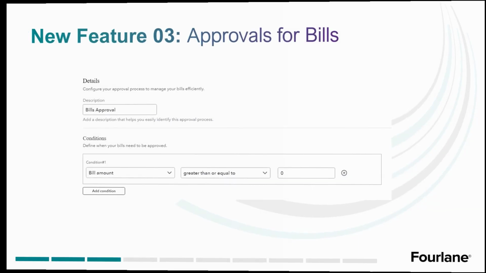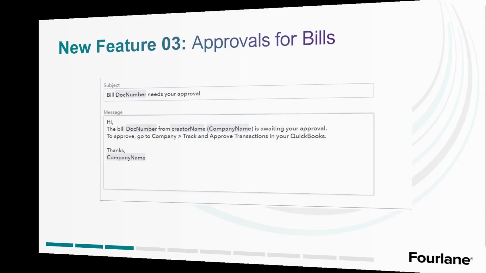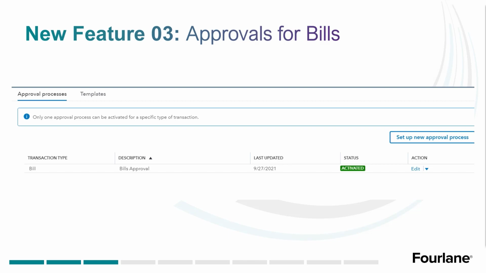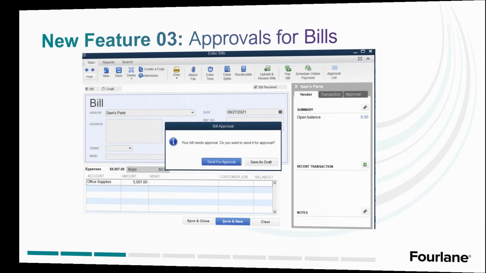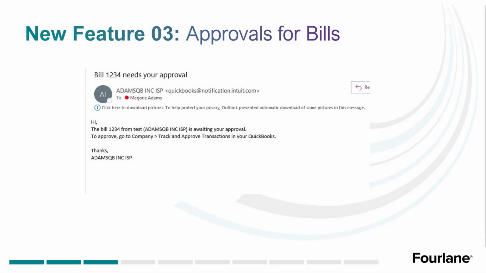Let me switch on over into our PowerPoint and progress forward a little bit so you can see some of the notifications. So you will get an email if you're the approver from QuickBooks at notification.intuit.com. This bill for this company is awaiting your approval. You do need to go log into the company in order to do the approvals. Okay.